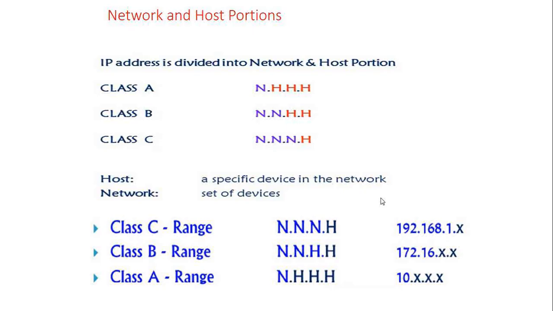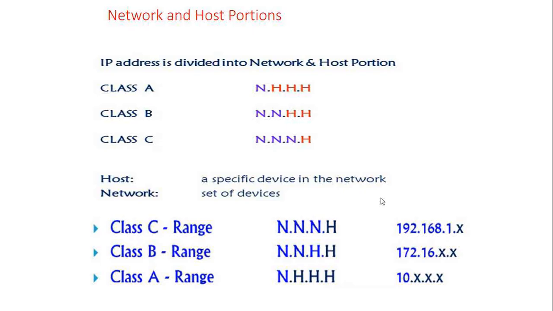Now we are going into network and host portion. So an IP address is divided into network and host portion. An IP address is a 32-bit address, 4 octets. These 4 octets will be represented in network and host portion values. Now, what is a network value? What is a host value? A host value is nothing but a specific device in the network, called a host. A network is a set of devices in the same network.